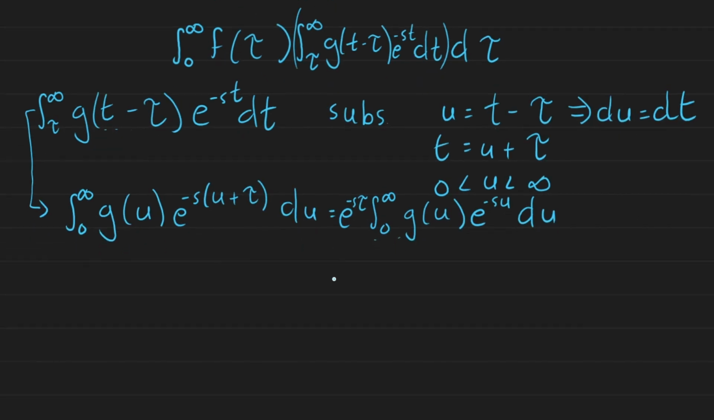So that's our important finding here for this inner integral. This thing becomes e to the minus s tau times this Laplace transform of g of t. u and t are of the same quantity. Remember that tau is a constant here. So it's literally, the u is basically in the same dimension as t.